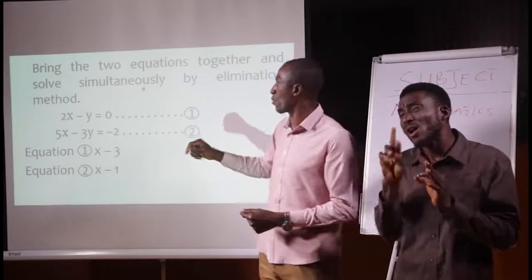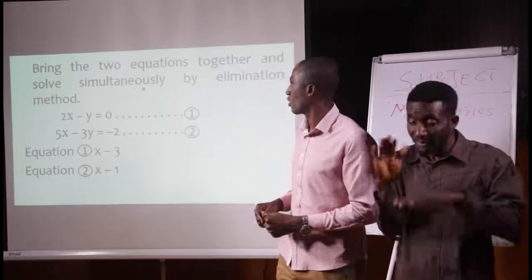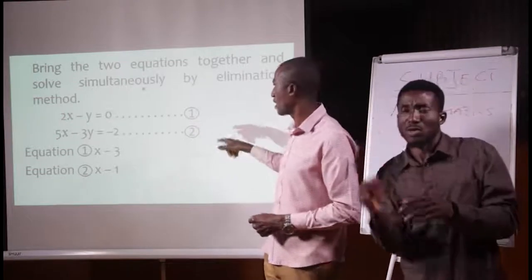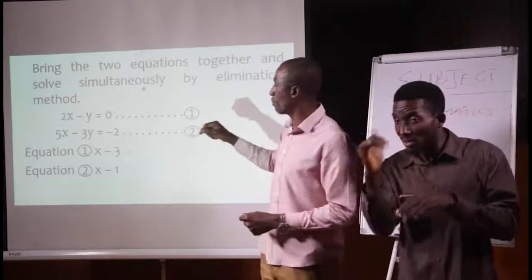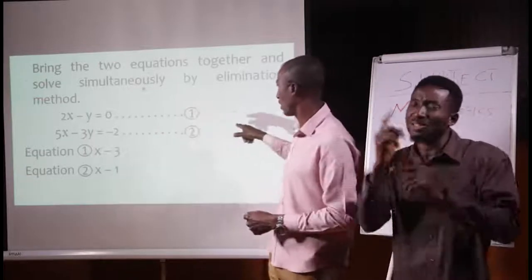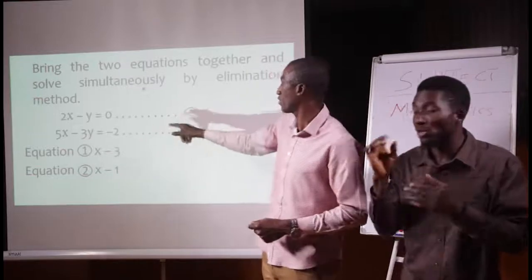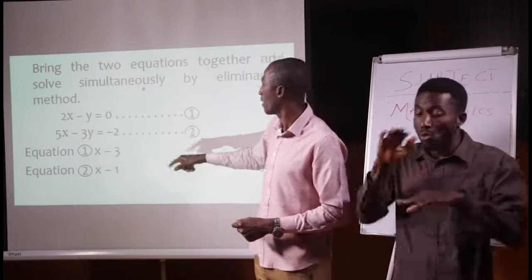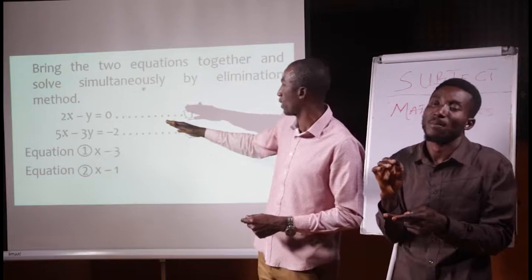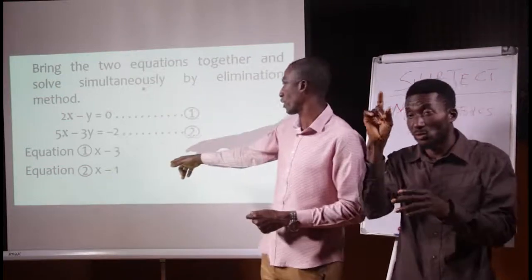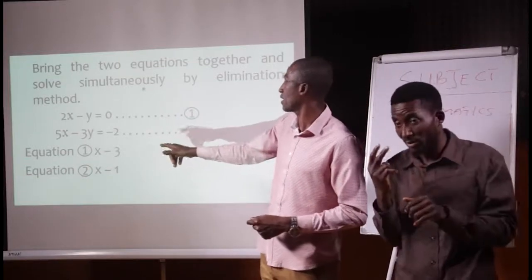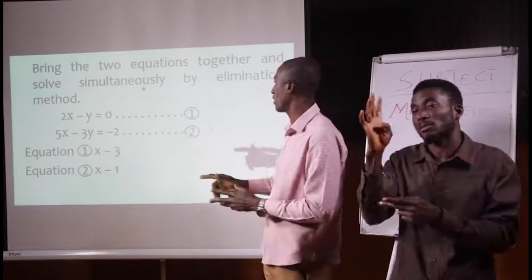So if you are to balance y, then you are to multiply equation 1 by the coefficient of y in equation 2, which is minus 3. That's why you can see there equation 1 times minus 3. In the same way, you multiply equation 2 by the coefficient of y in equation 1, and the coefficient of y in equation 1 is minus 1. So you can now see me written equation 2 multiplied by minus 1.